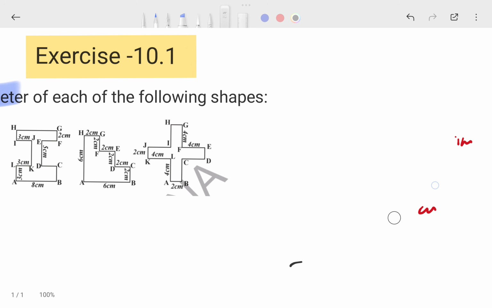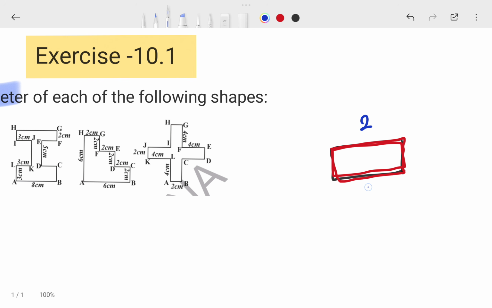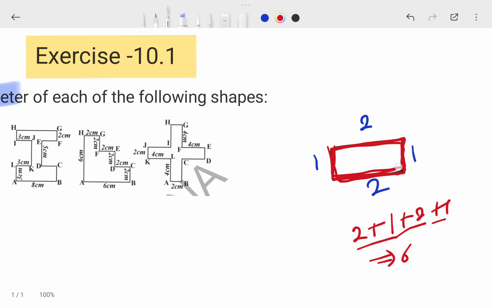Again, I will give you another example to understand it better. Let's suppose this is one box. In this box, this boundary you are looking at is called the perimeter. Let's suppose this side is 2 centimeter, this is 2 centimeter, 1 centimeter, 1 centimeter. I am telling you to find the perimeter. How will you find it? Just simply add this boundary: 2, 1, 2, 1, count: 2, 3, 5, 6. So what is the perimeter of this shape? It is 6.